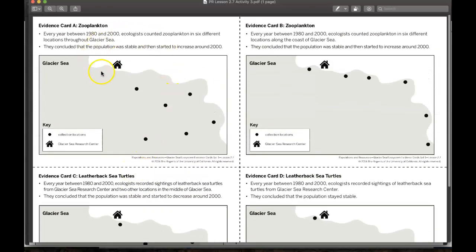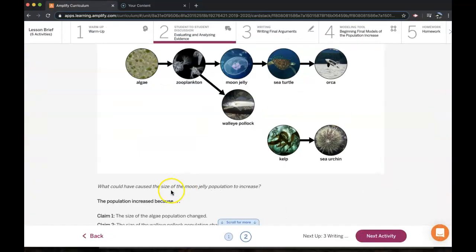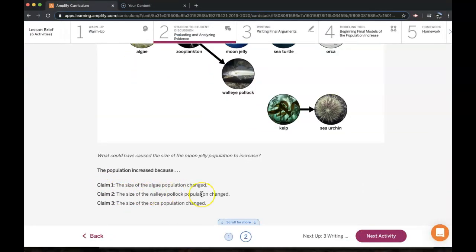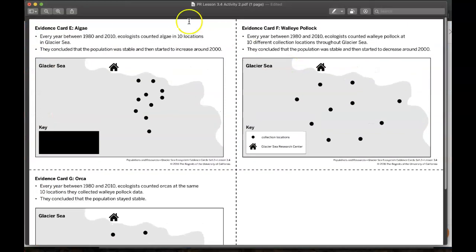What you're going to be wanting to do from here on out is use evidence card A. You might put a big star on this to signify you want to use this evidence card, because we saw that evidence card A ties into claim 1 and claim 2. And then I would also be noting evidence cards E and F. So you'll want to use those 3 cards when you're writing your written explanation.